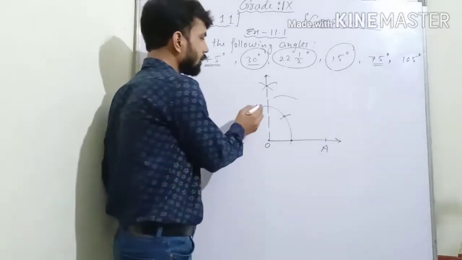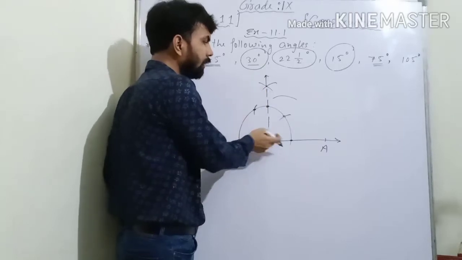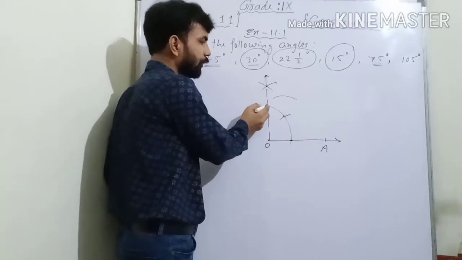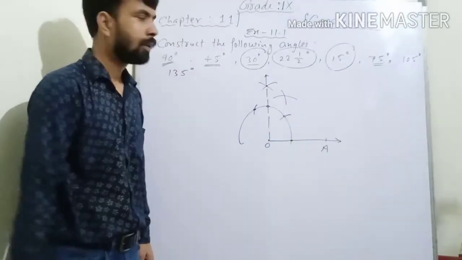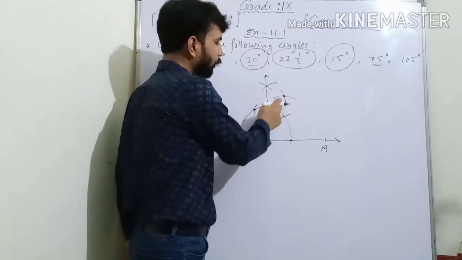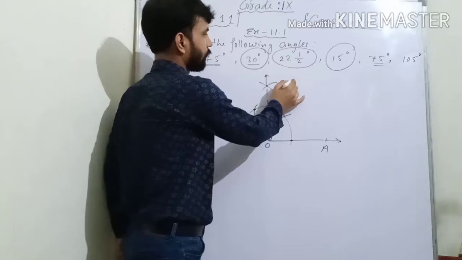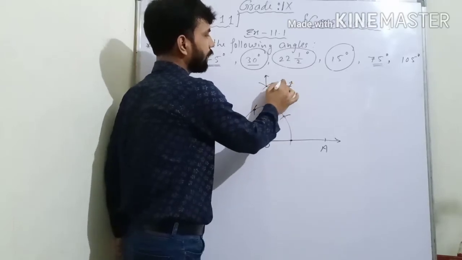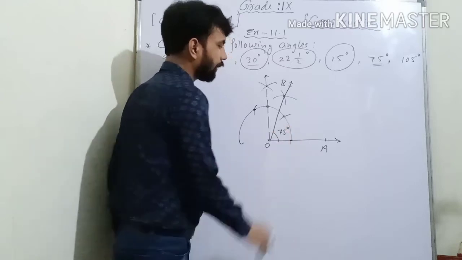Now put your compass at this point where the ray of the 90-degree angle and the semicircle intersect here, and construct another arc like this. Where these two arcs intersect, join this point to O and consider this point as B, and this angle will be 75 degrees.